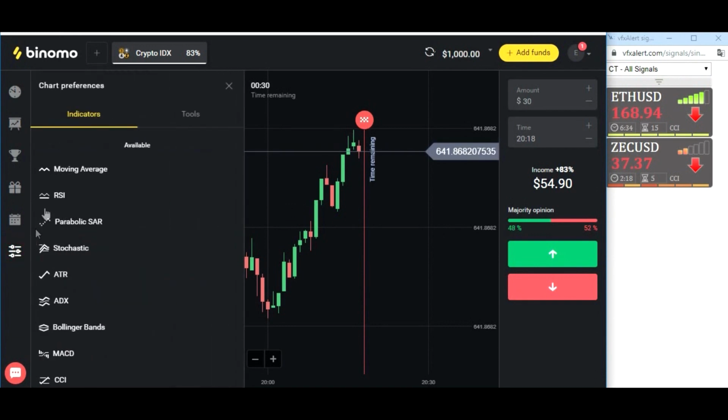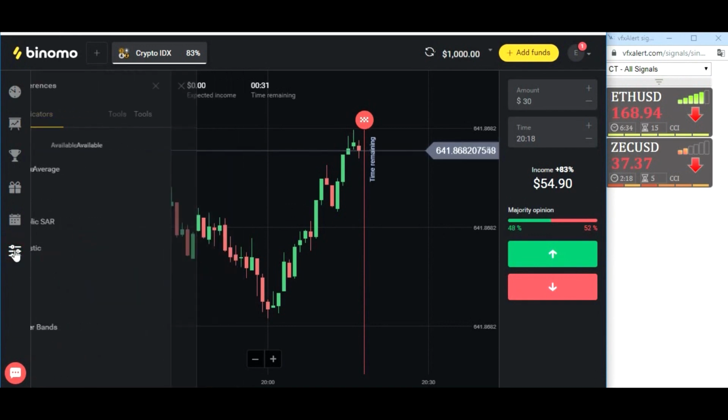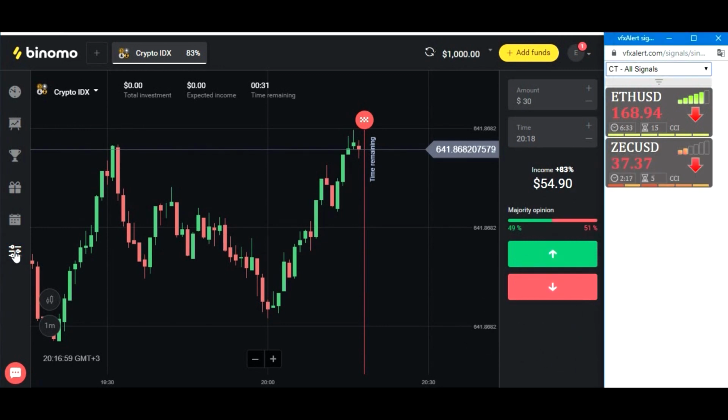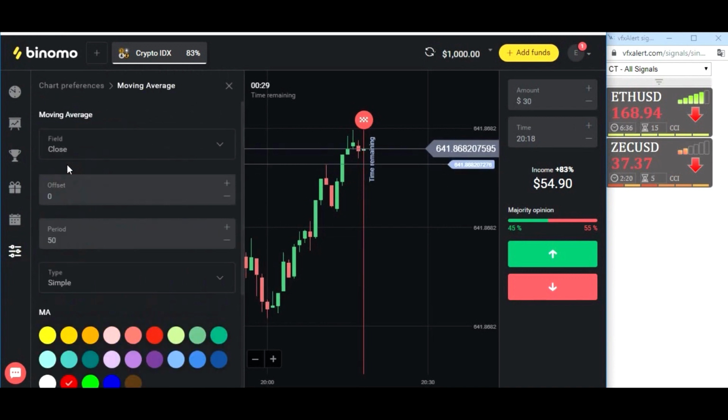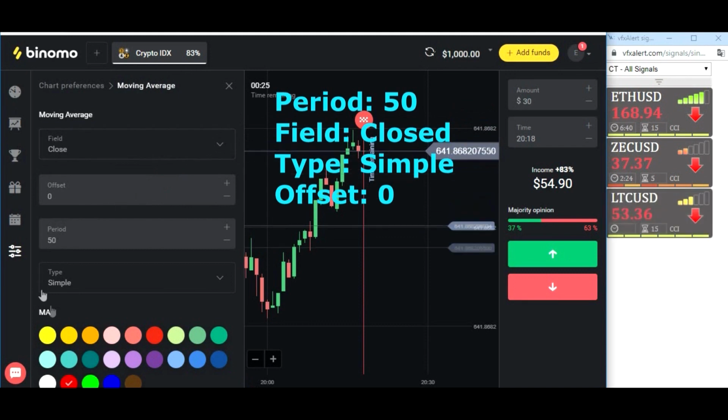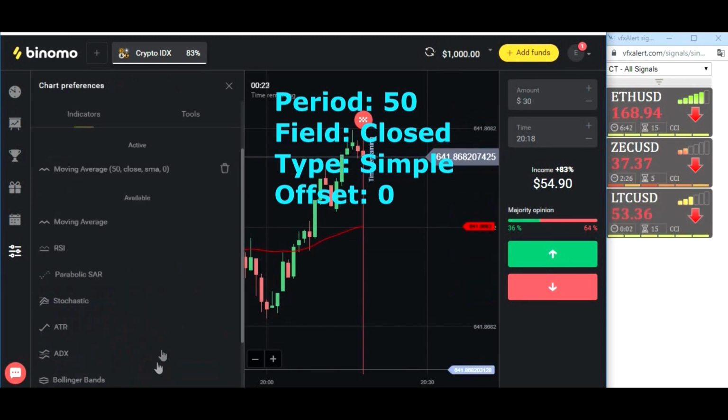Today we will consider what kind of indicators a Binomo broker has and how to properly configure them. Let's start with indicator 1. Moving average. We apply the following settings to it: period 50. Field closed. Type simple. Offset 0.